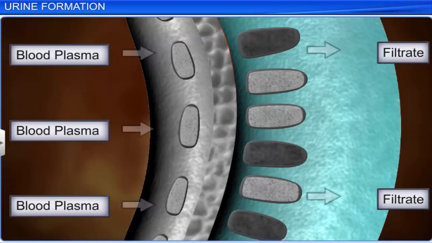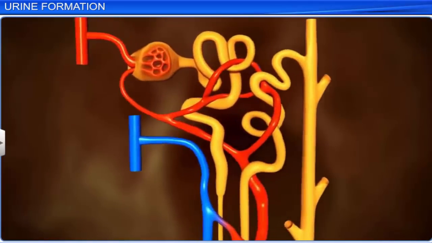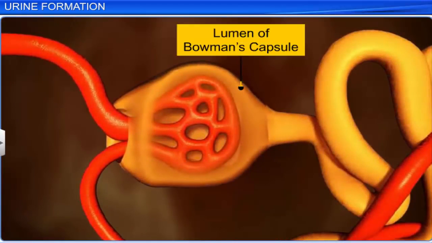These slits or membranes help in the filtration of blood, and almost all the constituents of the plasma except the proteins pass into the lumen of Bowman's capsule. A reason why glomerular filtration is known as ultrafiltration.